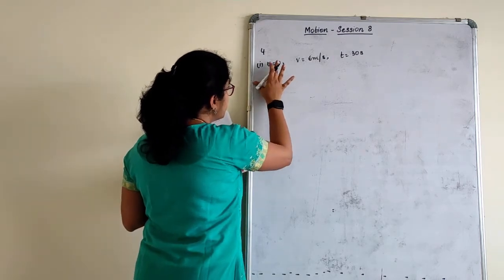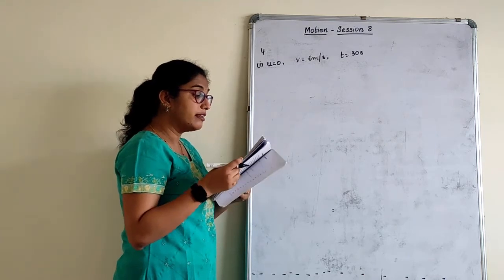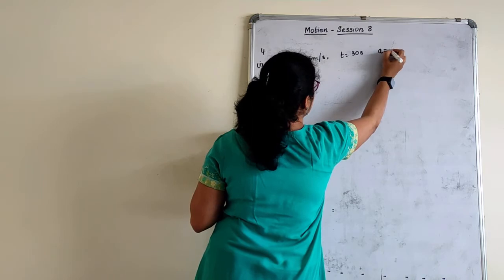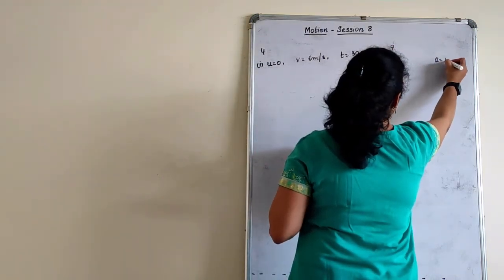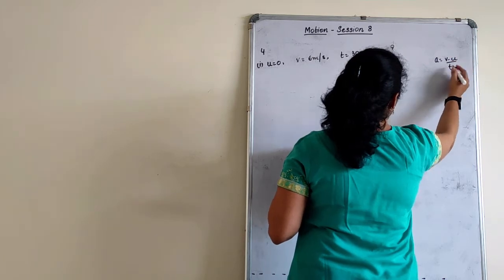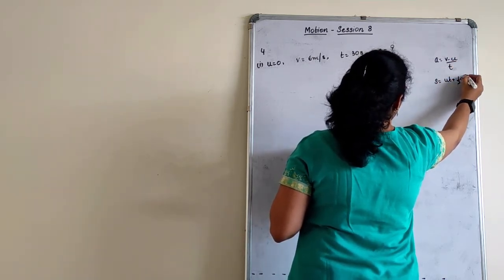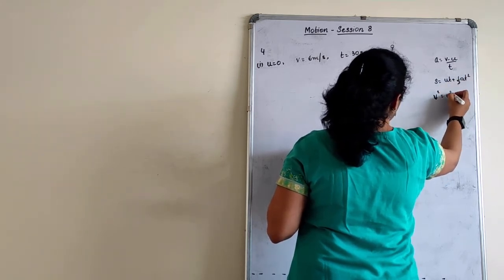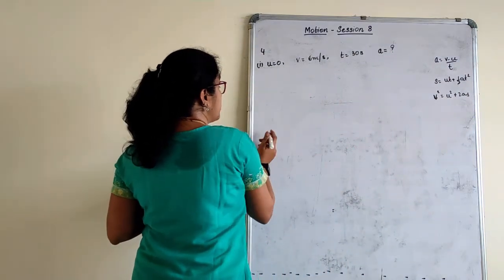So, let us finish first the case 1 children. Here this part let us finish. Then we calculate the acceleration of the bicycle in both the cases. Okay, let us just finish this. I'll just write the formulas there once again. A is equal to V minus U by T. S is equal to UT plus half AT square. V square is equal to U square plus 2AS. We'll finish the case 1.